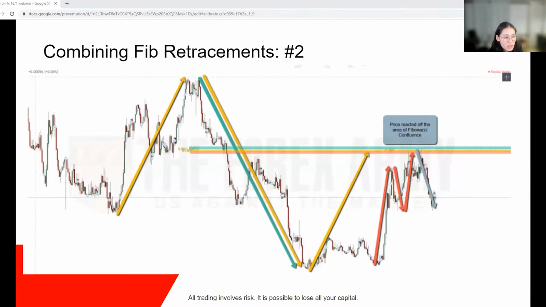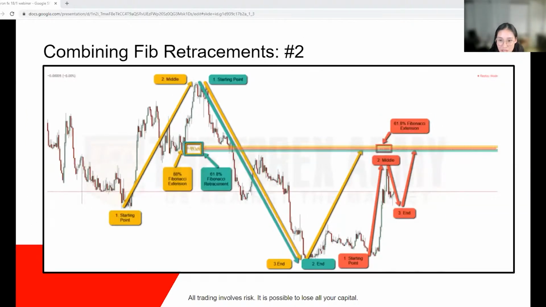Okay, so let me just go back to the previous slide. Yeah, so here you can see there's two different Fibonacci extensions, as well as one Fibonacci retracement. The Fibonacci retracement is the one in green. The Fibonacci extensions are the yellow and the red. And how you know this is because of the flash symbol. It's like a lightning bolt.